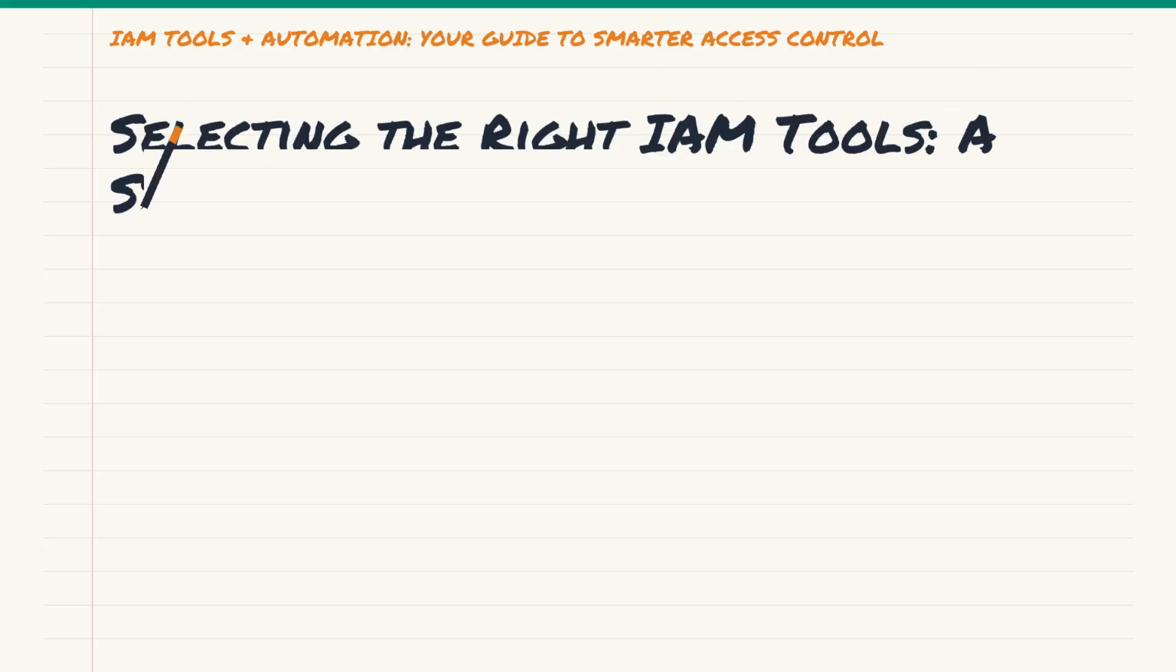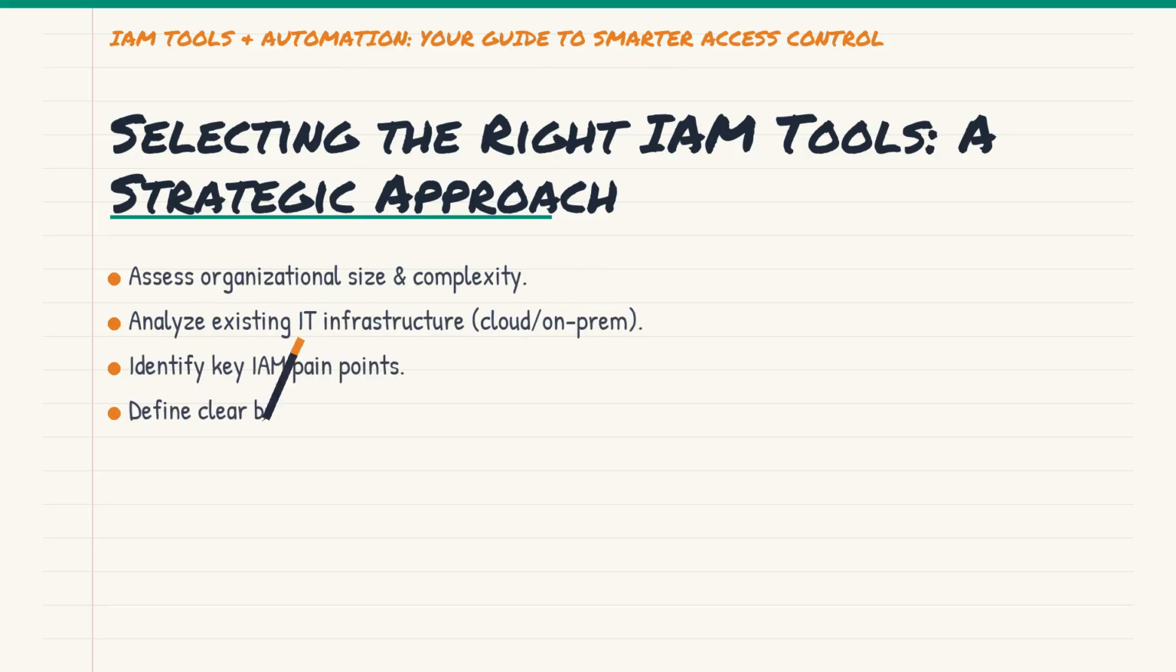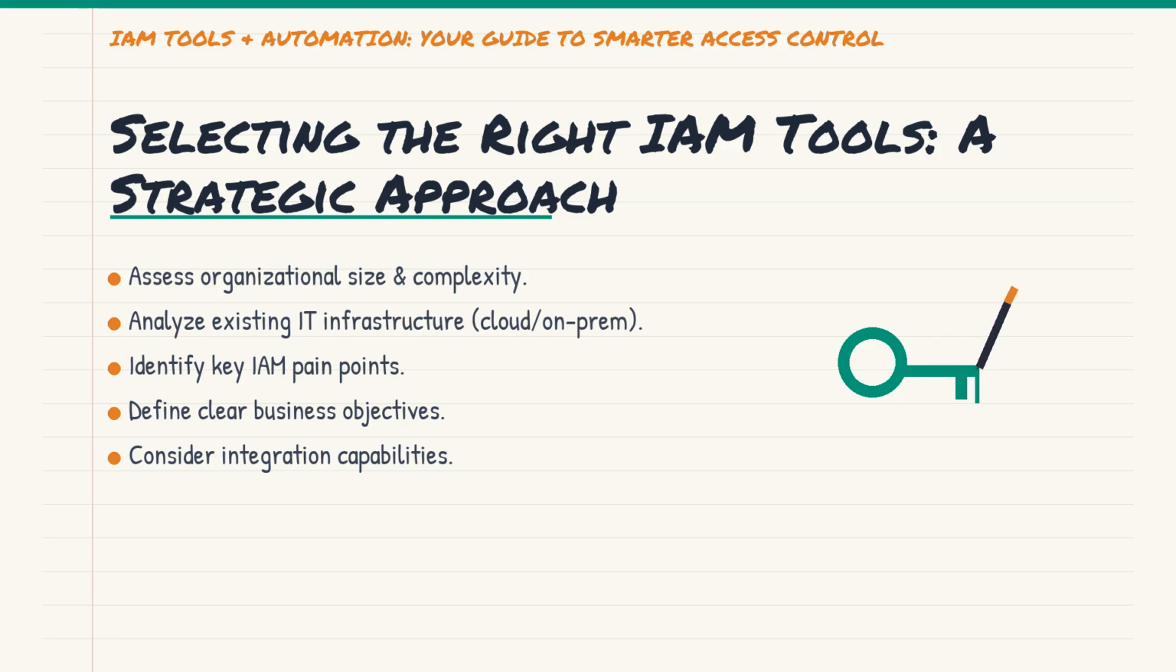So, how do you choose? It's not just about picking the fanciest software. You need to consider your organization's size, complexity, and specific needs. A small startup will have different requirements than a global enterprise. Think about your existing infrastructure. Are you heavily on-prem, all-in on cloud, or hybrid? What are your biggest pain points? Is it the sheer volume of access requests, the difficulty in auditing, or the risk of privileged account compromise? Your strategy should align with these factors.